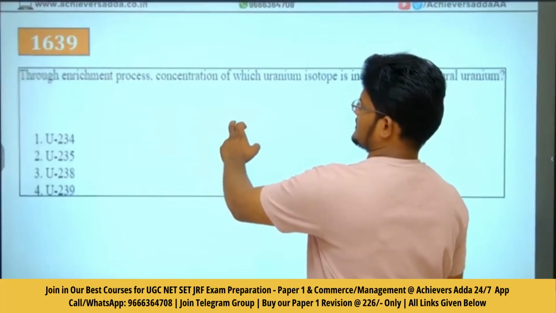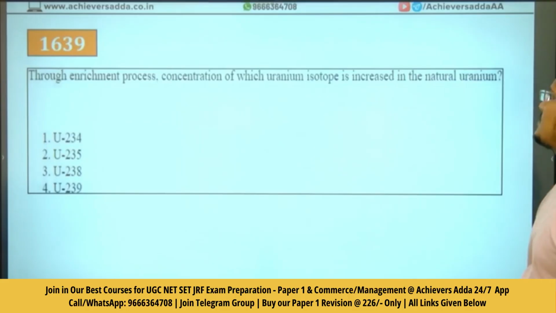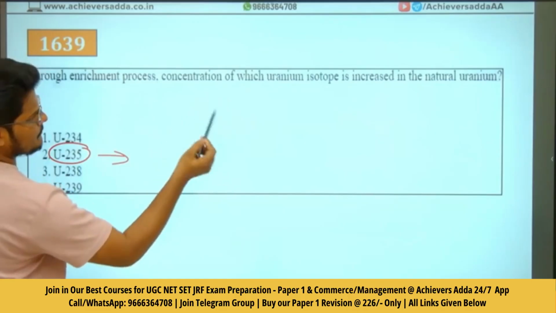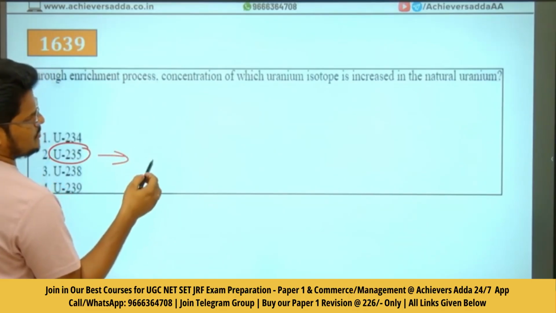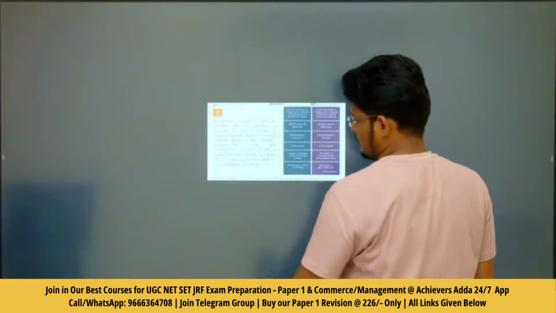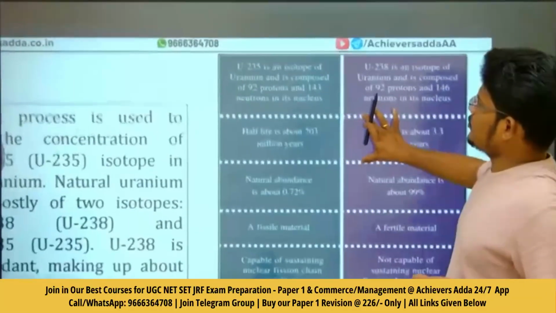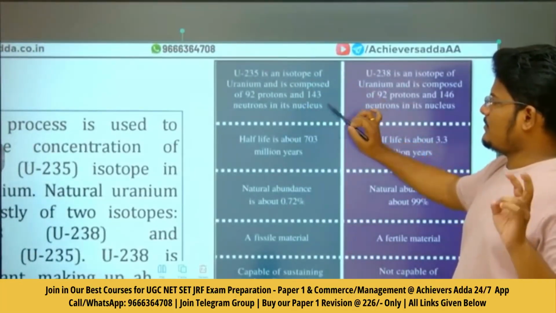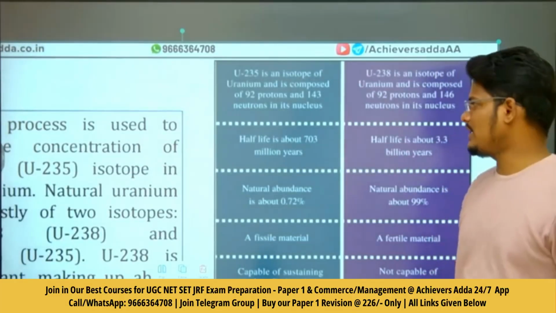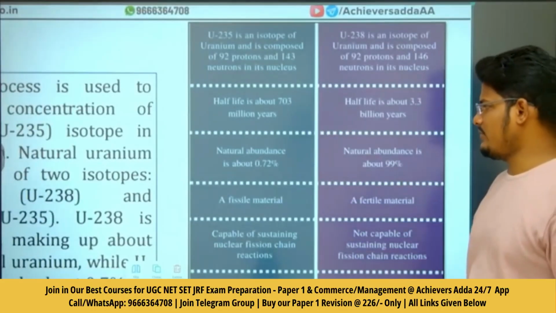Through the enrichment process, the concentration of which uranium isotope is increased relative to natural uranium? Uranium 235 is the isotope being increased in natural uranium. Various isotopes will be there, generally 238, 234, 235. So the 235 isotope of uranium is composed of 92 protons and 143 neutrons in the nucleus. This will be used in the production of nuclear energy. Half-life is about 703 million years and natural abundance is 0.72%.